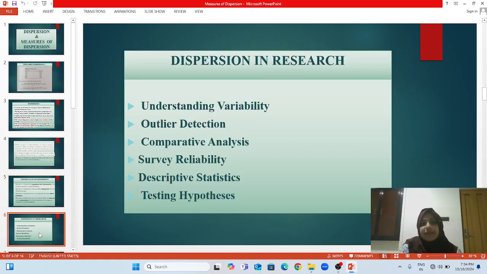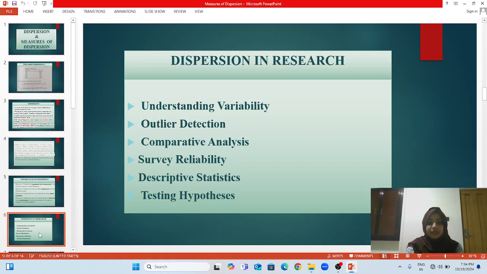In the next slide, we are discussing the importance of dispersion in research. In research, we are using a wide variety of statistical techniques. Dispersion also has a relevance in research. So, understanding variability: once we get the data we collected for research purposes, we have to identify the nature of that data, and we have to analyze how the responses vary.